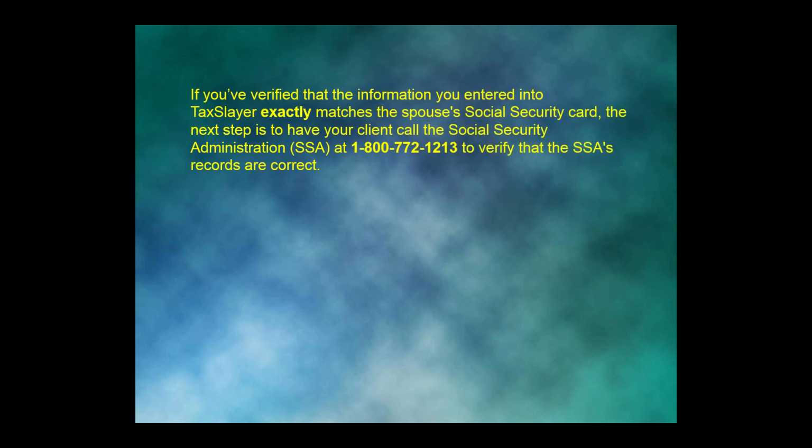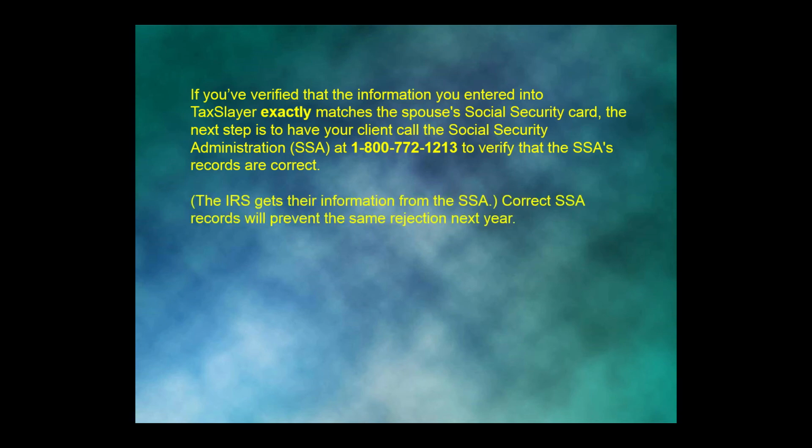If you've verified that the information you entered into TaxSlayer exactly matches the spouse's Social Security card, the next step is to have your client call the Social Security Administration at 1-800-772-1213 to verify that the SSA's records are correct. Remember, the IRS gets their information from the Social Security Administration. Correct Social Security Administration records will prevent the same reject next year.